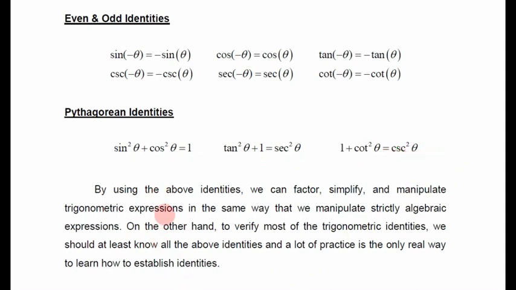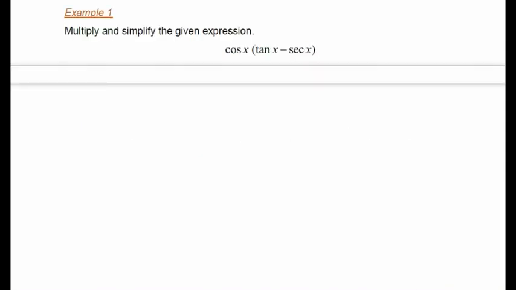By using all the identities, we can factor, simplify, and manipulate the trigonometric expression in the same way that we manipulate strictly algebraic expressions. On the other hand, to verify most of the trigonometric identities, we should at least know all the identities above, and a lot of practice is the only real way to learn how to establish the identities. For example, let's say we want to multiply and simplify the given expression.